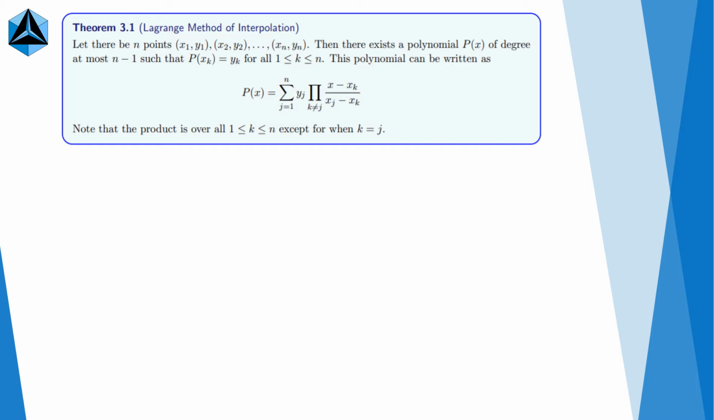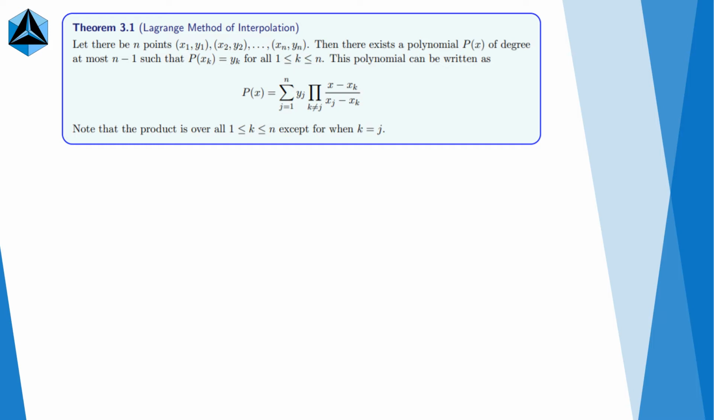of interpolation. This one is special because it just directly gives you a formula for the polynomial, so you don't have to do any extra work of solving for coefficients or solving for the polynomial itself. This one is a little strange, but you'll see that in a second. So let there be n points. Then there exists a polynomial p of x of degree at most n minus 1 such that p of xk is equal to y sub k, for all 1 less than or equal to k less than or equal to n. That's just what interpolation is.